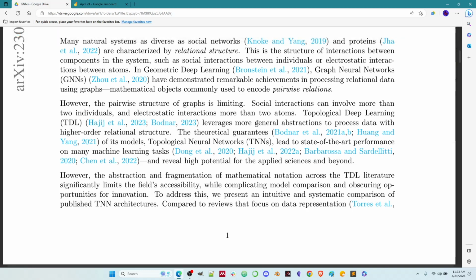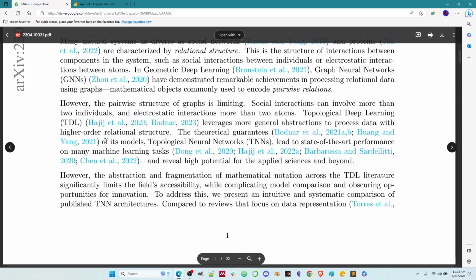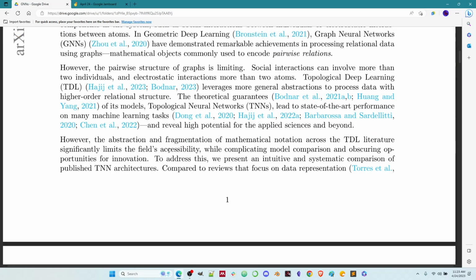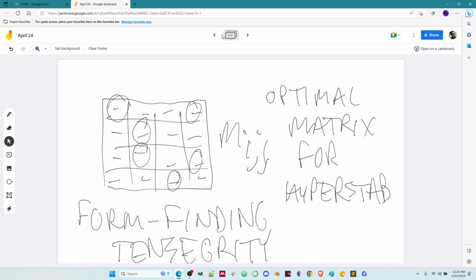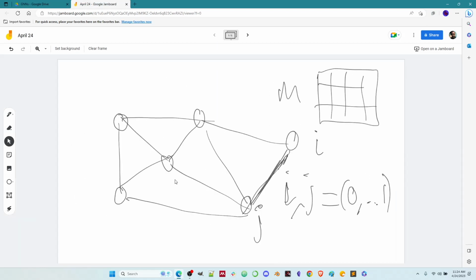Topological deep learning leverages more general abstractions to process data with higher order relational structure. The theoretical guarantees of its models lead to state-of-the-art performance on machine learning tasks. So this is something that we might explore a little bit more. I might actually come up with some interesting examples of three-way and four-way and five-way interactions, and maybe how these have been dealt with in network science. But suffice it to say, we're dealing with a complex system here. It's not just simply pairwise interactions added together. There's a lot going on.